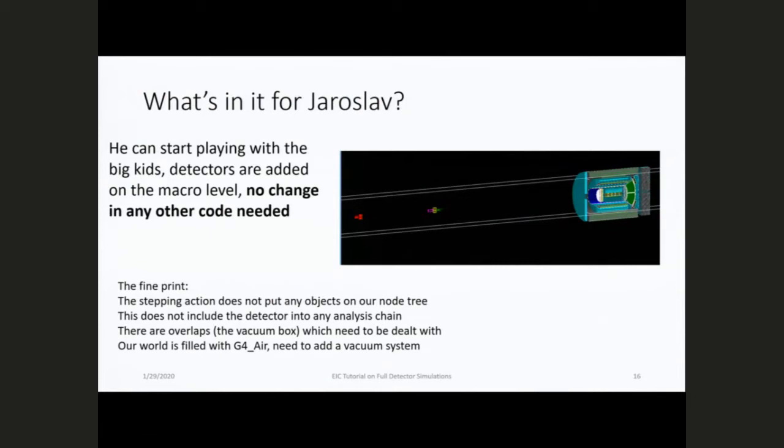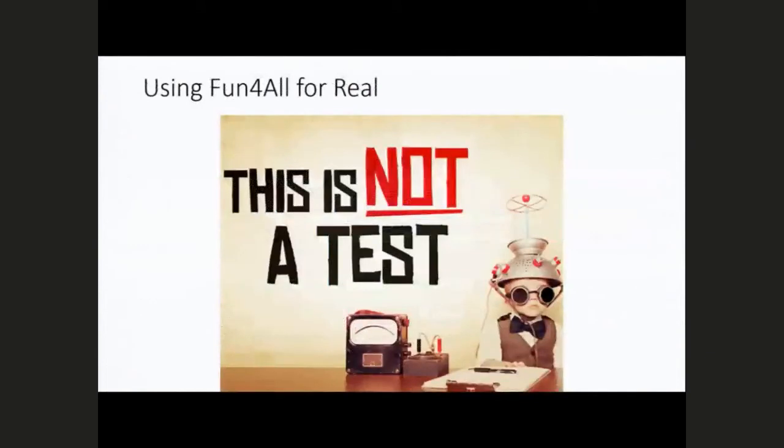That's very nice for people to work on the detector, actually. The technicians would hate it if you would evacuate everything. So if you have something forward, you have to have some kind of vacuum system, a beam pipe, to get vacuum to your detectors. But with 20 lines of change, you get this. So that's a good carrot. Now, let's get over to use fun4all for real. So this is not a test.